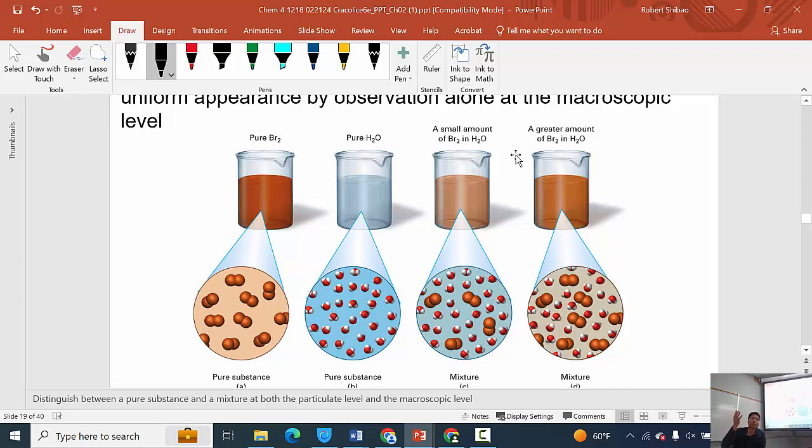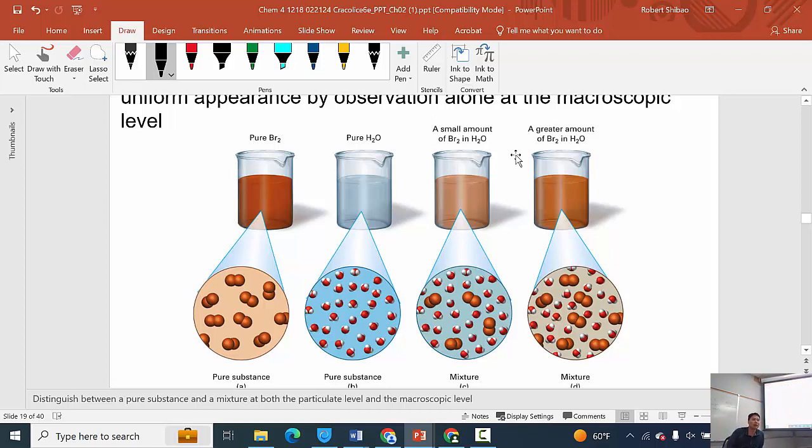Chlorine, number 4, Cl2. Chlorine's a green gas. What else? Nitrogen, this is N2, that's 5. Fluorine, F2, that's 6. One more. Hydrogen, that's 7. And so off the periodic table, it's hydrogen, nitrogen, oxygen, fluorine, chlorine, bromine, iodine.